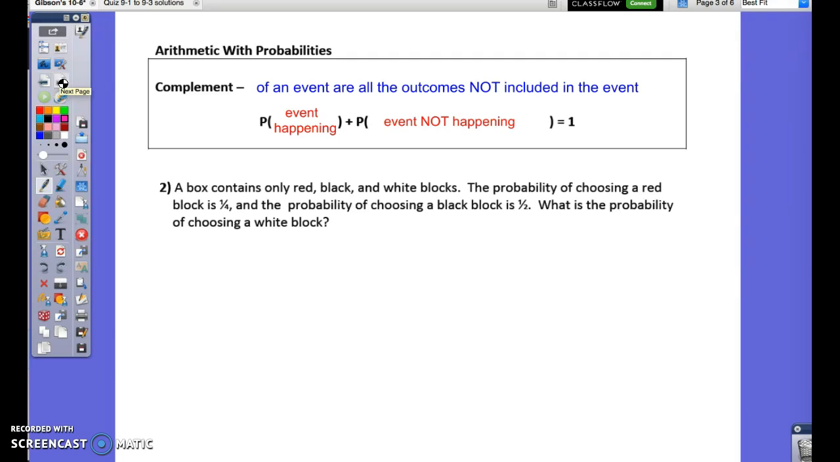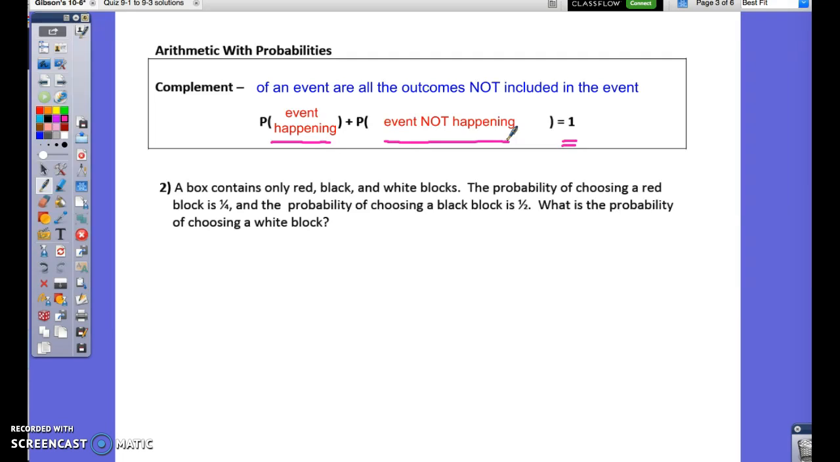Okay. Moving on, talking about another term related to probability, something called a complement. A complement of an event are all the outcomes not included in the event. Mathematically, the way we show that is we'd say, okay, we know there's a 100% chance of an event occurring, and it's the probability of the event happening plus the probability of the event not happening. In other words, it either happens or it doesn't, and together that adds up to 1 or 100% in terms of a percentage.